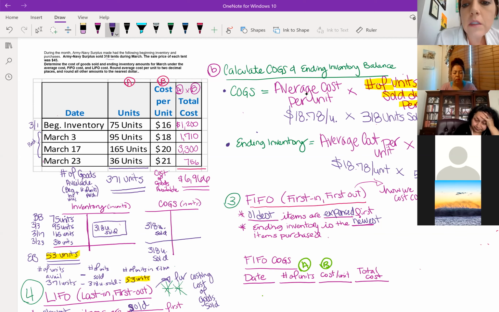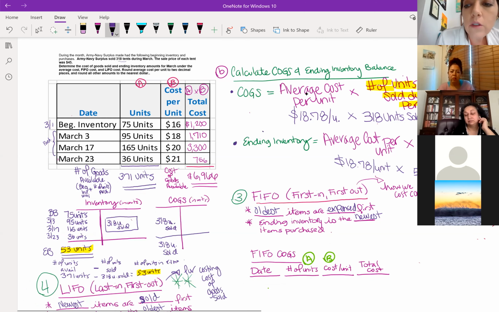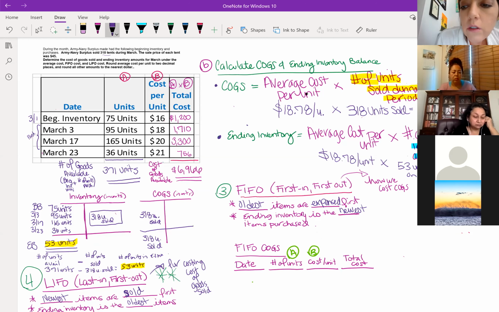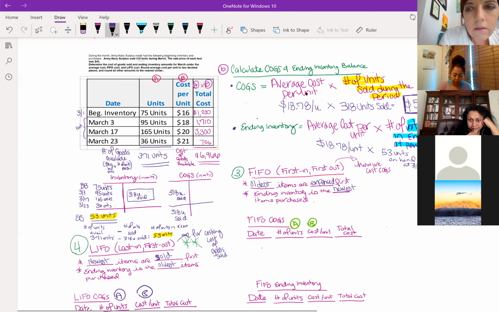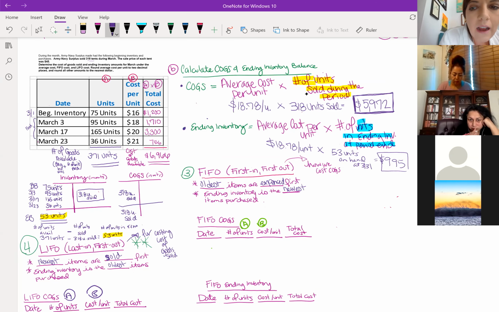So 53 units on hand times $18.78 per unit rounds to $995. This will be our ending balance of inventory, $995. Because we had some rounding, this won't come out exactly, but when you add these two numbers up, they'll come out to roughly 6,966.